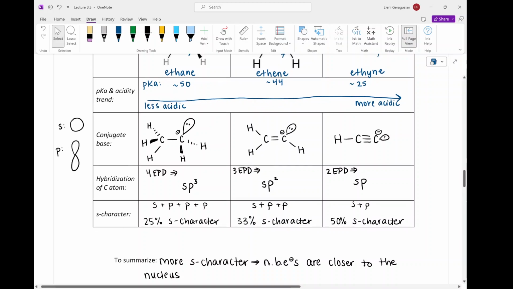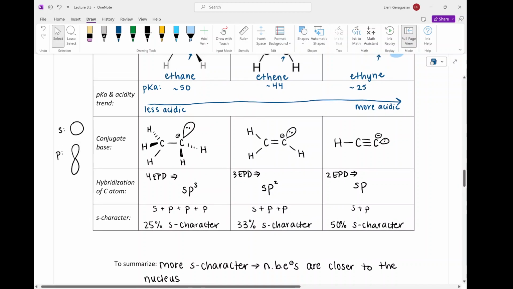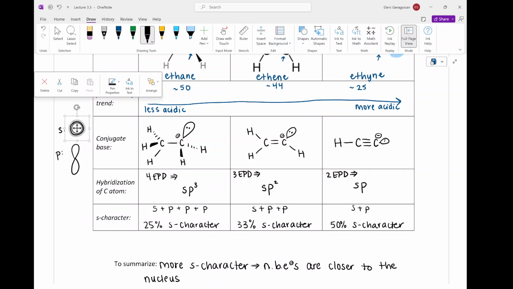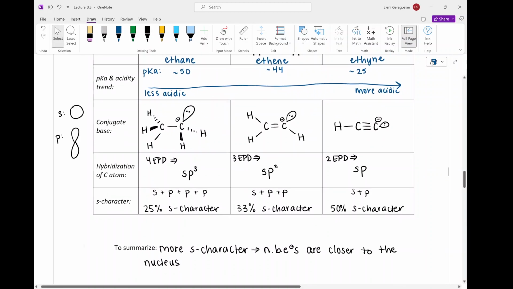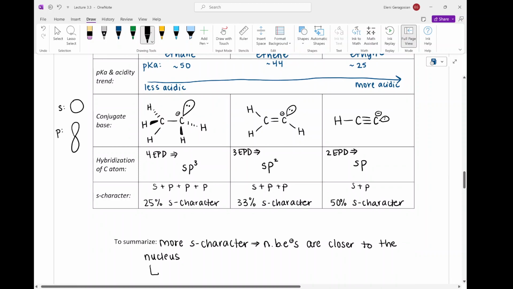So let's look at our examples here. The ethyne conjugate base has non-bonding electrons in an sp hybridized orbital. That sp hybridized orbital has more s character than sp2 or sp3. So those non-bonding electrons are closer to the carbon nucleus. The carbon nucleus is positive. Any nucleus is positive. So having the non-bonding electrons closer to the nucleus is a stabilizing effect.